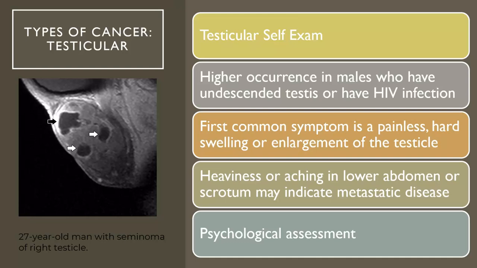Higher occurrence in males who have had undescended testes, that's called your cryptorchidism, or have an HIV infection. First common sign is a painless, hard swelling or enlargement of the testicle. As it progresses, that male client is going to have heaviness or aching in the lower abdomen or scrotum, and you could be worried about metastasis. Make sure psychological assessment is being done.